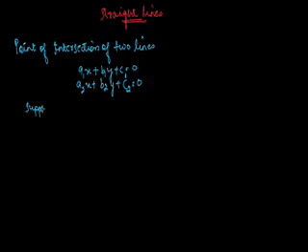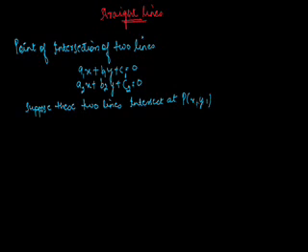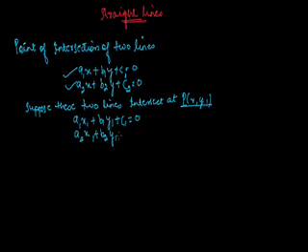Suppose these two lines intersect at a point which is x1, y1. Then this x1, y1 should satisfy each of these two equations. So I can write it as a1 x1 plus b1 y1 plus c1 equals 0, and a2 x1 plus b2 y1 plus c2 equals 0.